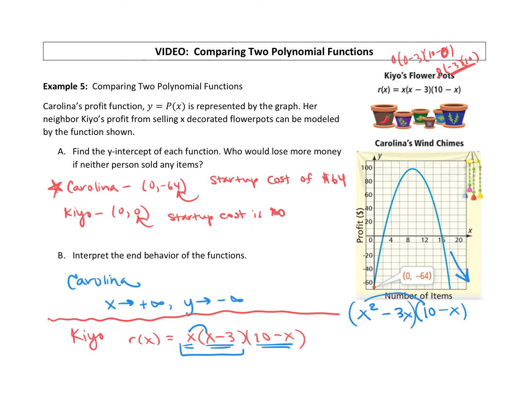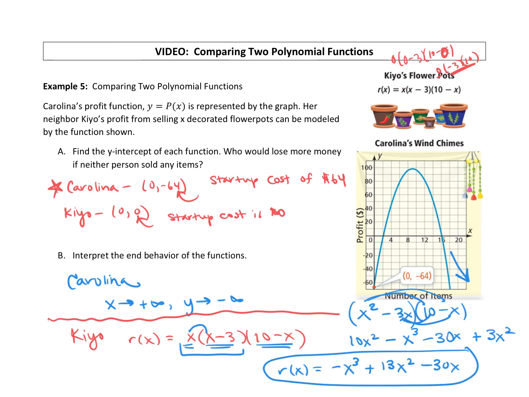Distribute the first term. x squared times 10 is 10x squared. x squared times a negative x, so that's positive times negative, so negative. x squared times x, add your exponents and you get x cubed. Now we're going to distribute the negative 3x. We have a negative 30x. Negative times negative, a positive 3x squared. All right, so combining like terms, Kayo's r of x equals, we have negative x cubed. Any x squared is a 10 plus 3, so 13x squared, and then minus 30x. So there is Kayo's function in standard form.